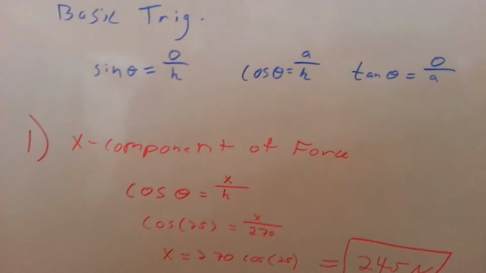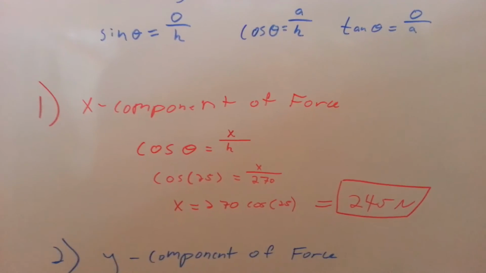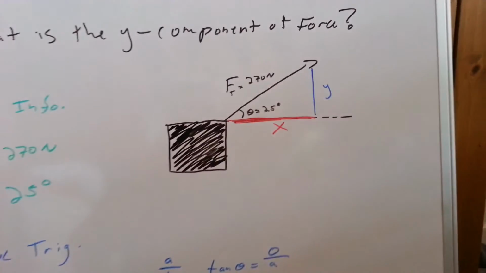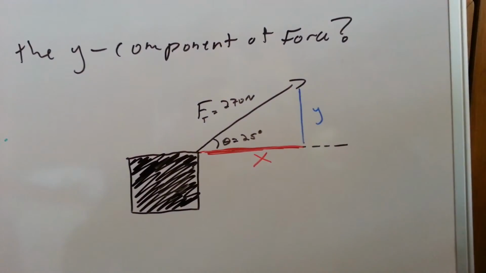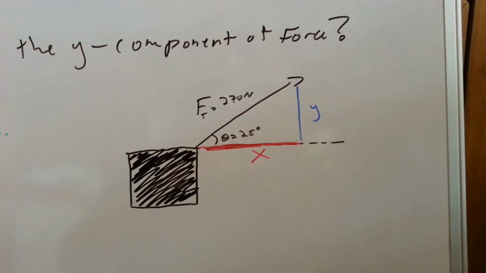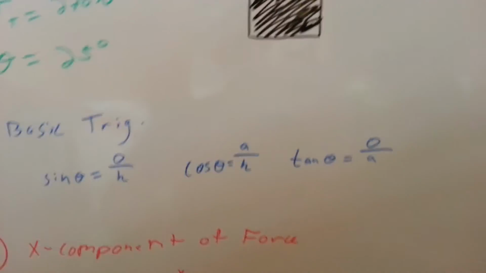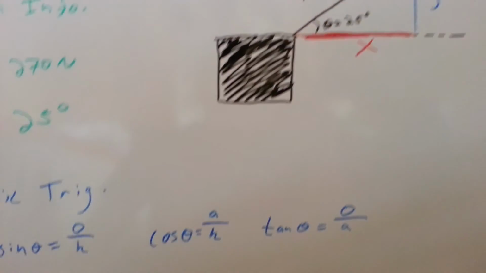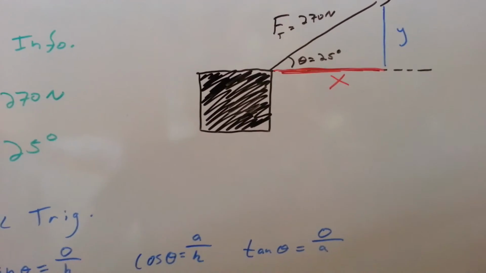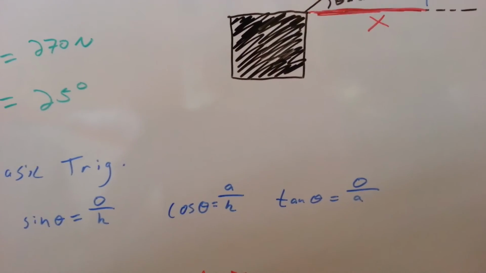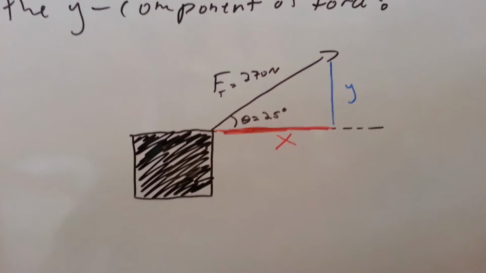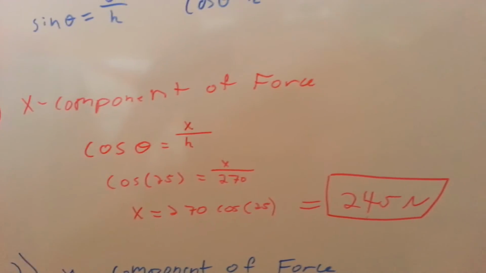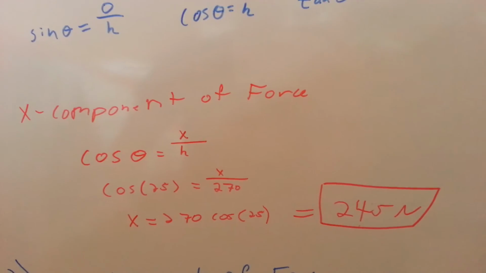So, for part 1, it wants you to find the x component of the force. Now if you look back to your diagram, I labeled the x in red. Go to your basic trig functions, and you'll see that cosine is the adjacent over the hypotenuse. Check your diagram and go back. Plug your values in to get 245 newtons.